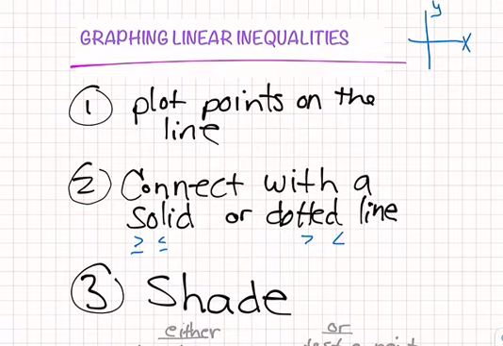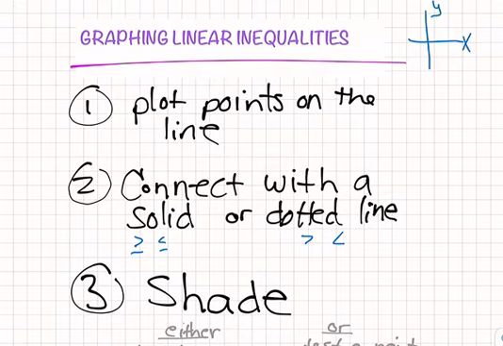In general, we're going to start out by plotting the points for that line like we would before, whether that is looking for intercepts, making an XY chart, or putting it into slope-intercept form. Those are all good strategies for making our points. Next, we have to decide if we're going to connect those points with a solid line, if it says equal to, or with a dotted line, if it doesn't.